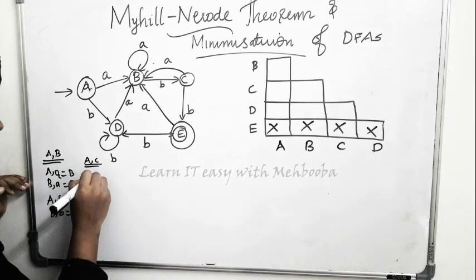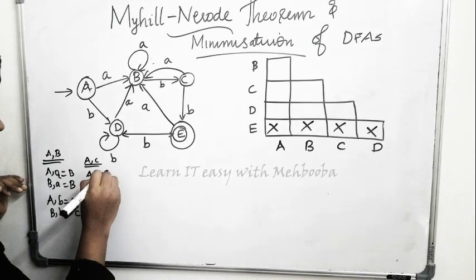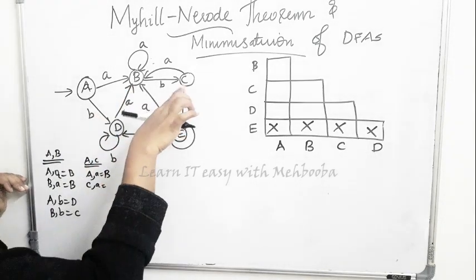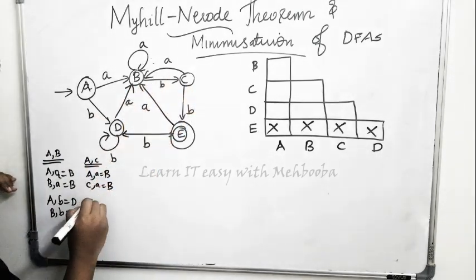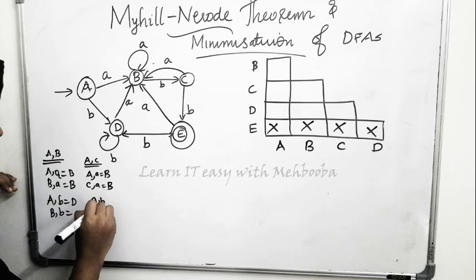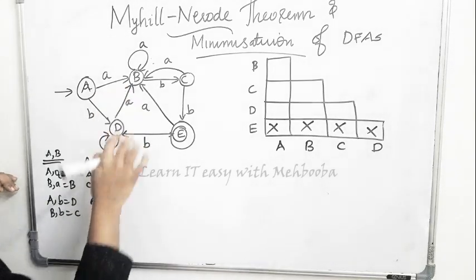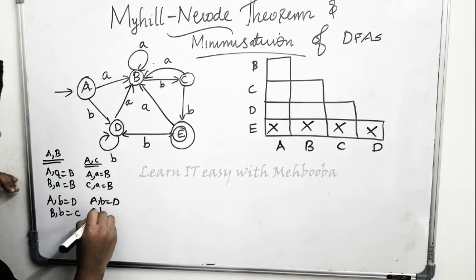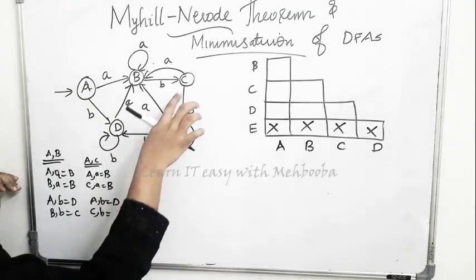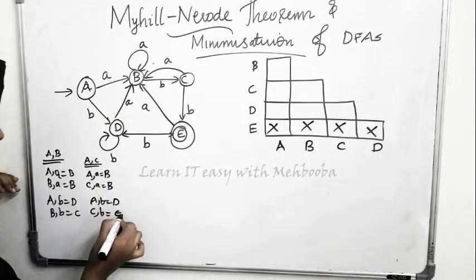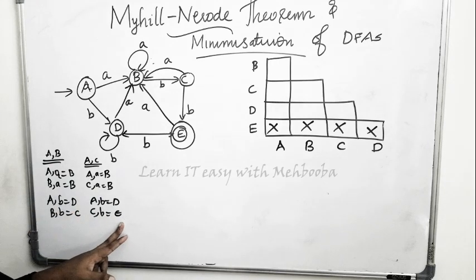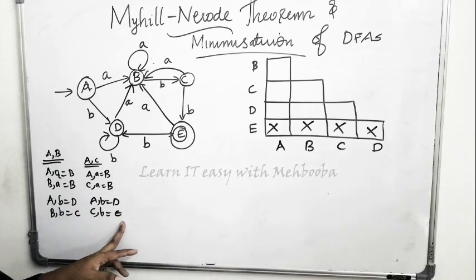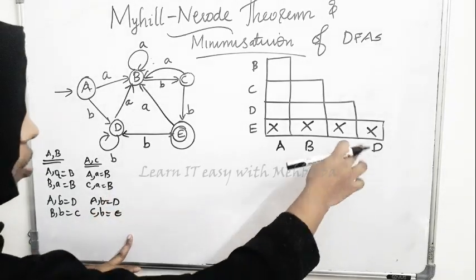A on a goes to B, C on a goes to B. Now A on b goes to D, and C on b goes to E. So DE is a marked pair which can never happen. So DE is already marked.